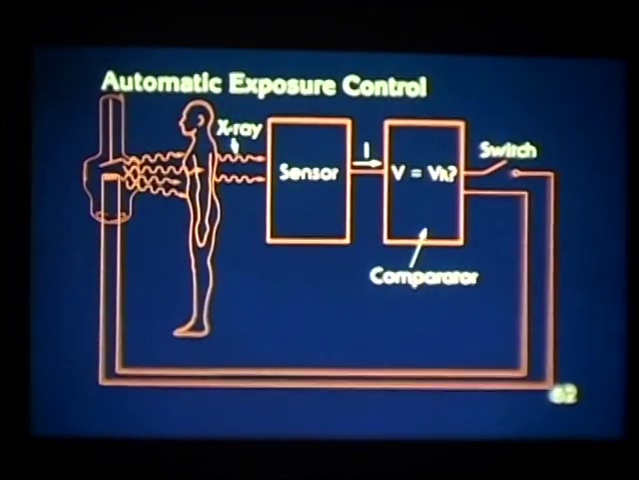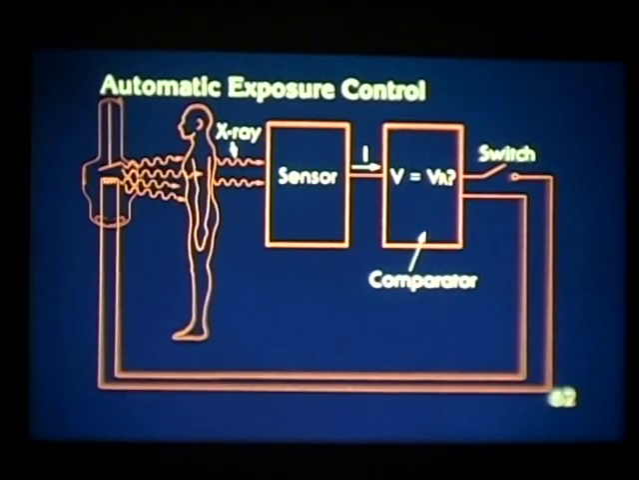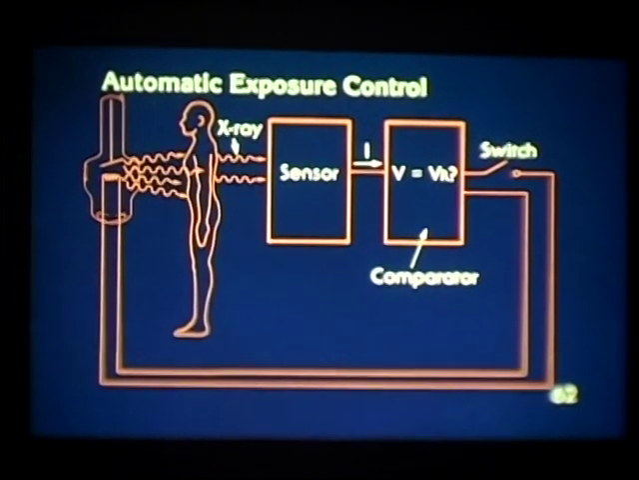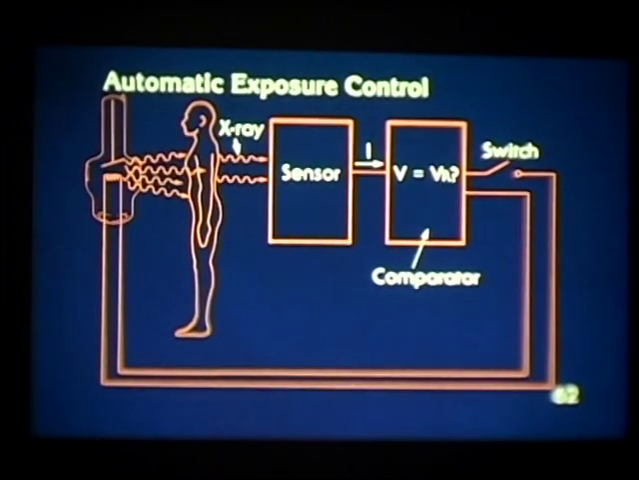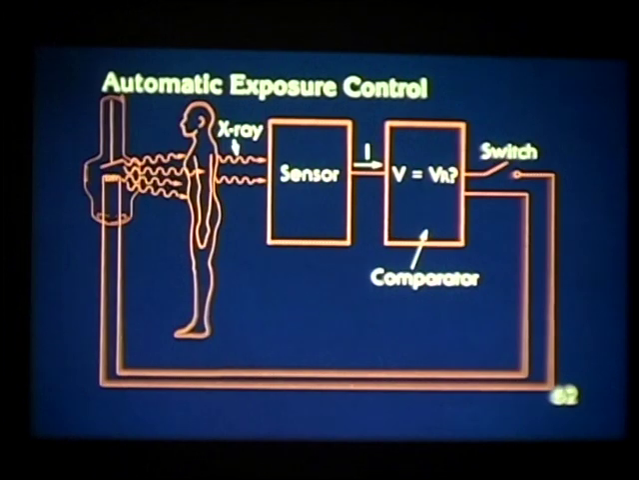In the comparator, a capacitor stores up a voltage as long as the current flows. When V, the voltage, becomes as large as a preset reference voltage, V sub R, a switch is opened that terminates the exposure. The comparator circuit is so named because it compares the voltage with the reference voltage, V sub R. The comparator continually asks the question, is V, the voltage from the sensor, equal to V sub R, the reference voltage? When the answer is yes, the exposure is terminated.